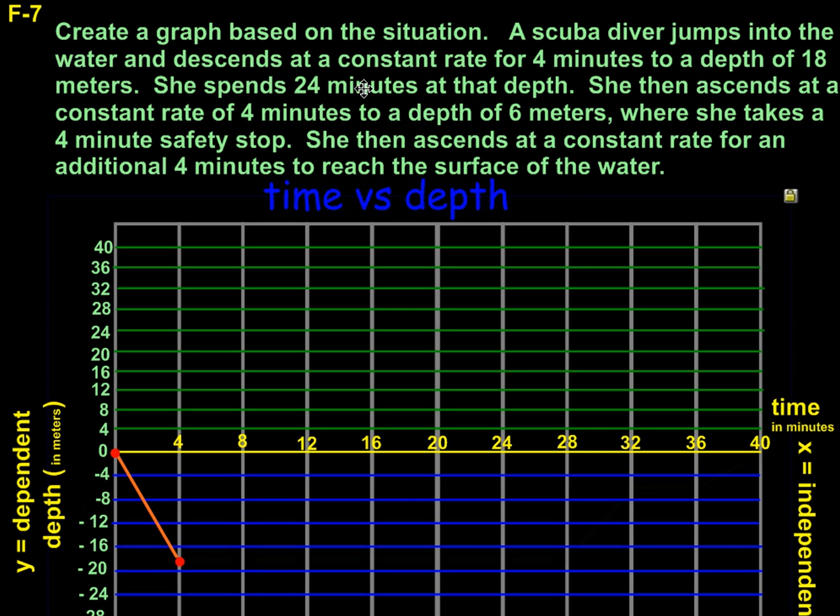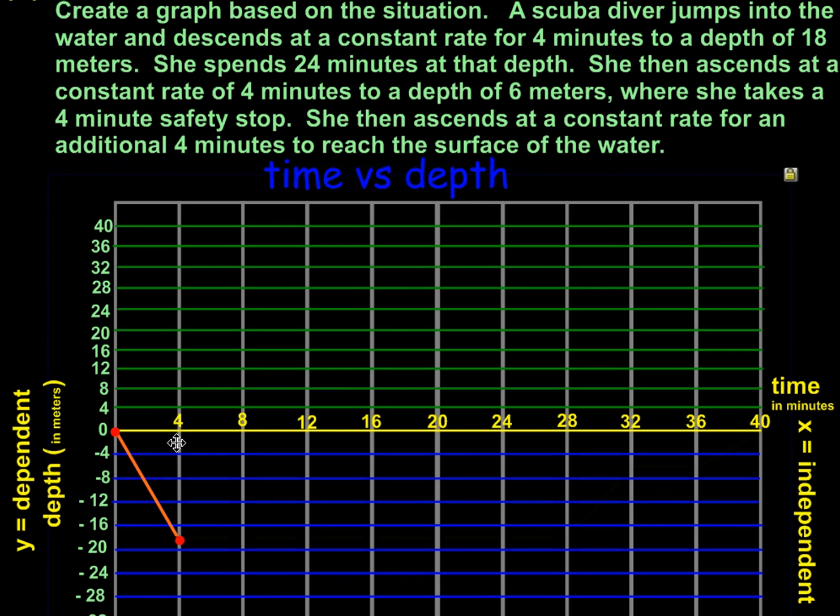Now let's go to the next sentence. She spends 24 minutes at that depth. So we're moving by increments of 4, and so that would be 6 increments to get to 24. So that brings us to 28. So because she spent 24 minutes at the same depth, it creates a straight line.